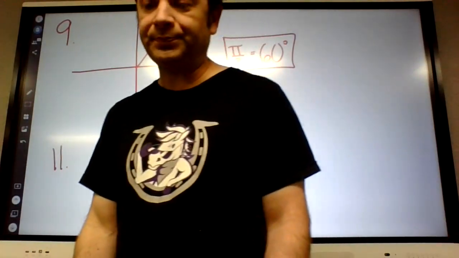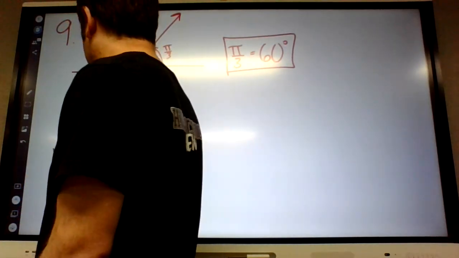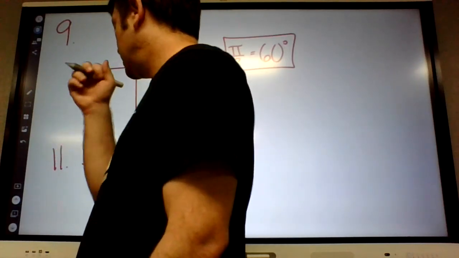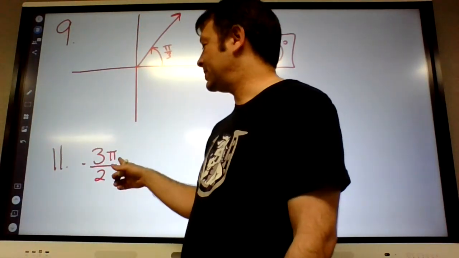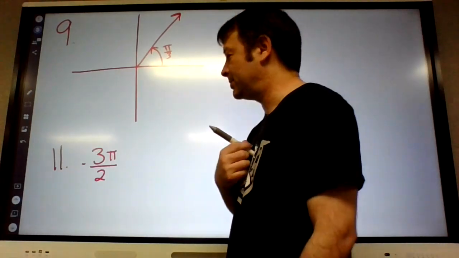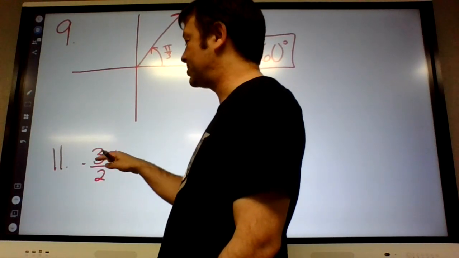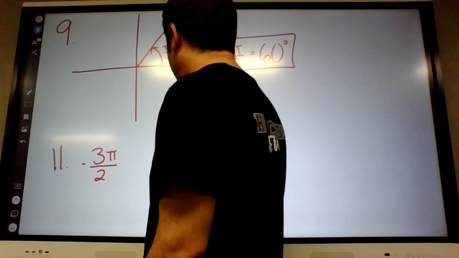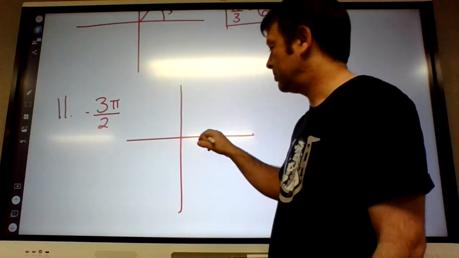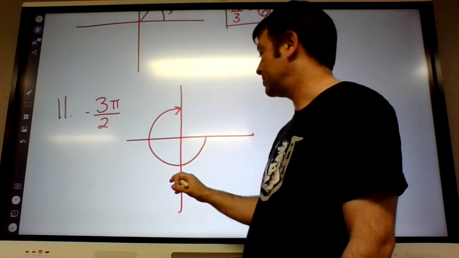Alright, number 11. No, wrong one. Negative 3 pi over 2. Okay, if you convert this, actually 3 pi over 2, positive 3 pi over 2 is in the picture. Oh, so I was looking at 10. My bad. It's 270 in the picture. So this would be like negative 270. So where would negative 270 go? It goes to positive 90, but it goes backwards, so it looks like that.